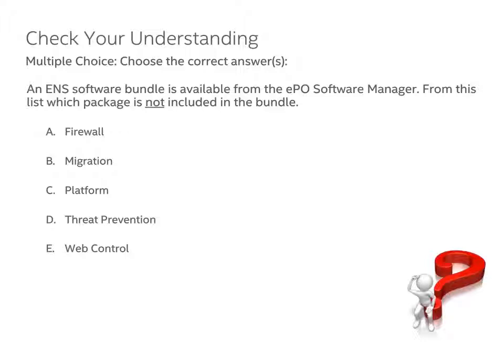Check your understanding. Multiple choice. Choose the correct answer. An ENS software bundle is available from the EPO software manager. From this list, which package is not included in the bundle? Is it firewall, migration, platform, threat prevention, or web control? The answer is migration. If you recall, I mentioned to you before, migration is an optional add-on that you add later.